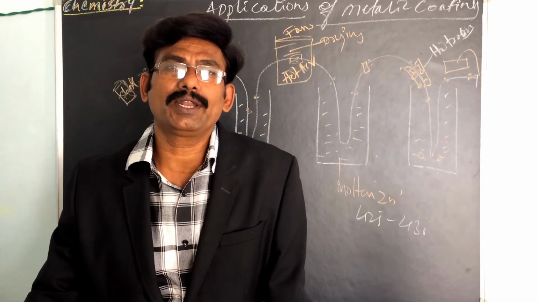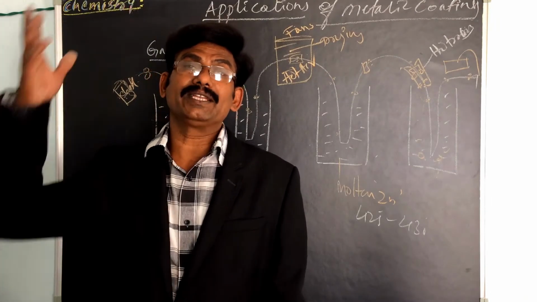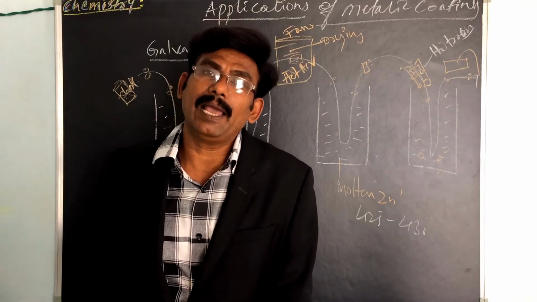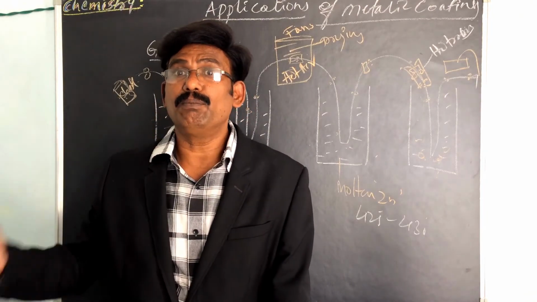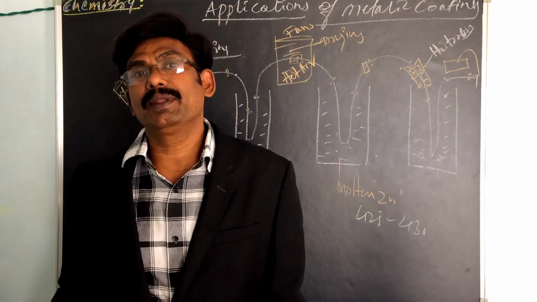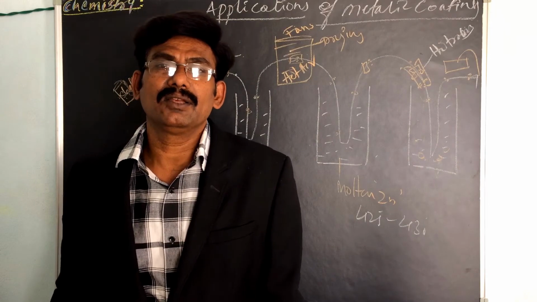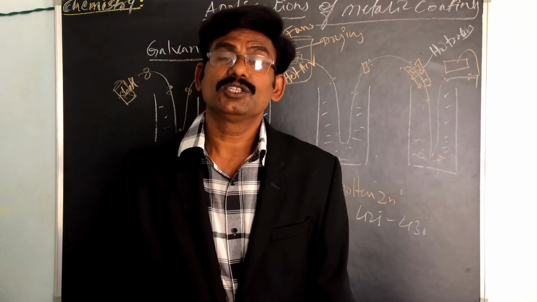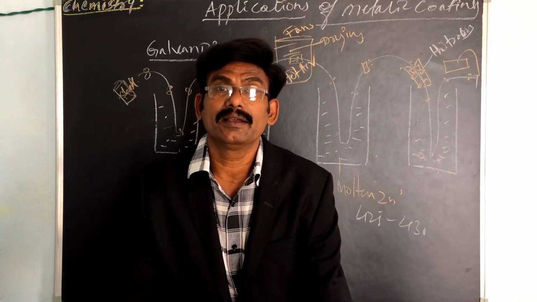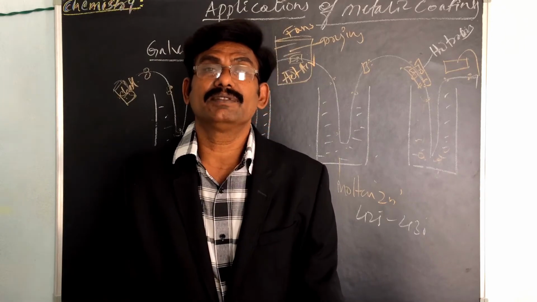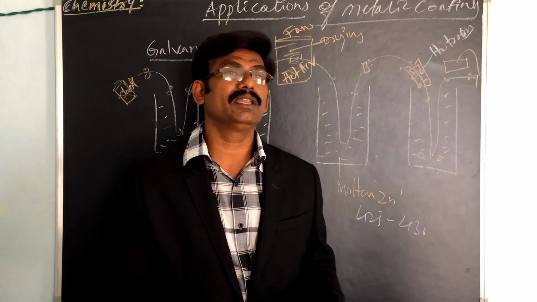It is used to protect the iron used for roofing sheets, wires, pipes, nails, bolts, screws, and in the preparation of buckets and tubs also. There are many uses, but one defect is there. Galvanized utensils are not used for cooking because of the solubility of zinc. The zinc will dissolve in cooking vessels.